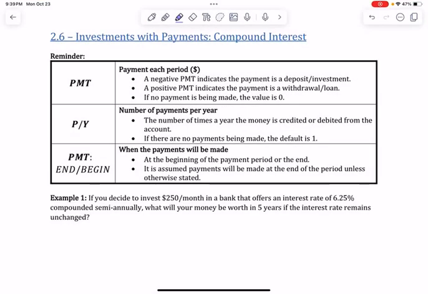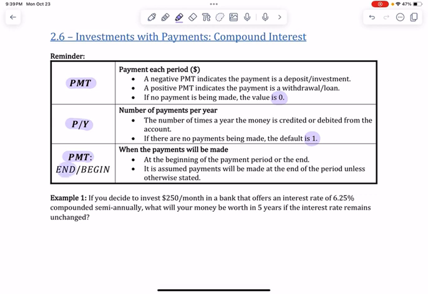Hello, we're going to take a look at 2.6, investments with payments, still earning that compound interest. Now, we've done investments before that earn compound interest, and we always do that with the TVM function on our calculator, but we've never had payments. And anytime we haven't had payments, we still have to fill in those indicated sections on our calculator, but we've filled out the sections PMT, PY, and PMT at the end with our default values. Our default values have always been 0, 1, and end.